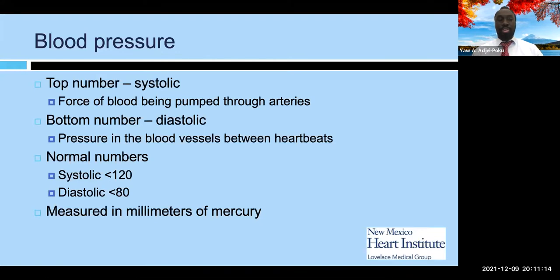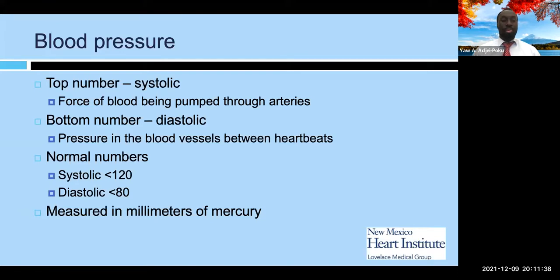So when you're looking at a blood pressure machine, the top number is known as your systolic blood pressure. And that is the force of blood being pumped throughout your arteries. That's the top number. The bottom number is known as your diastolic blood pressure. And that's the blood pressure in the blood vessels in between heartbeats. So anytime you're talking about a blood pressure, there's two numbers, a top and bottom number.